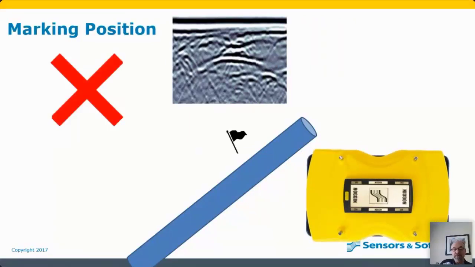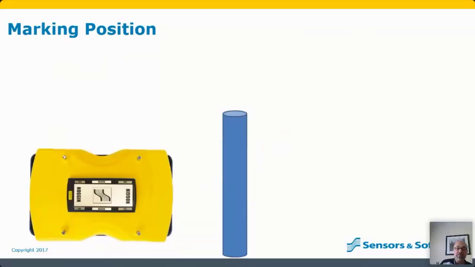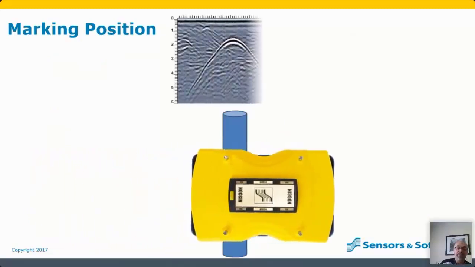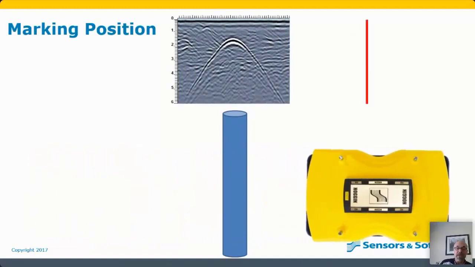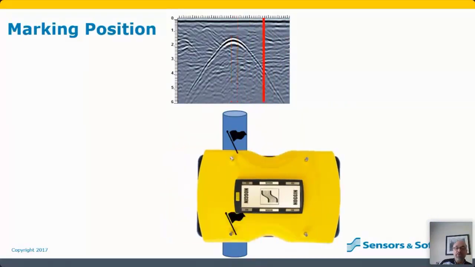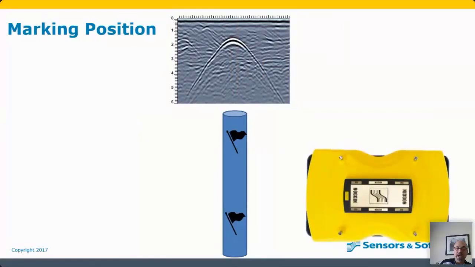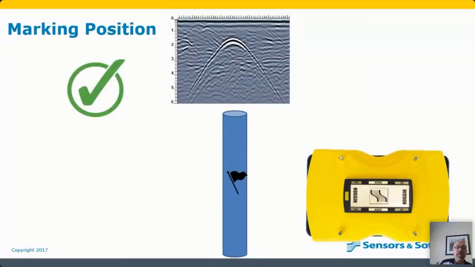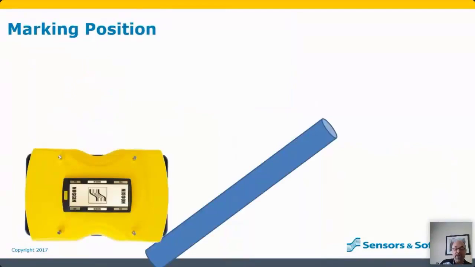So let's look at the right way of doing this, which was shown in the video. Cross the hyperbola, back up to it, put a flag on one side, a flag on the other side, move the GPR system out of the way, and put a flag in the center. That is how you locate, and that is going to put you on it every time. And this works even if you're crossing obliquely.